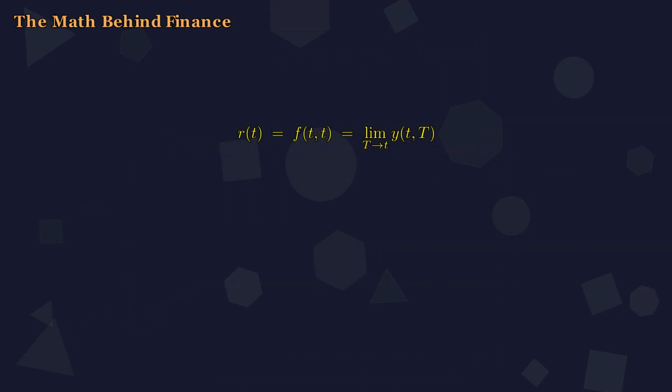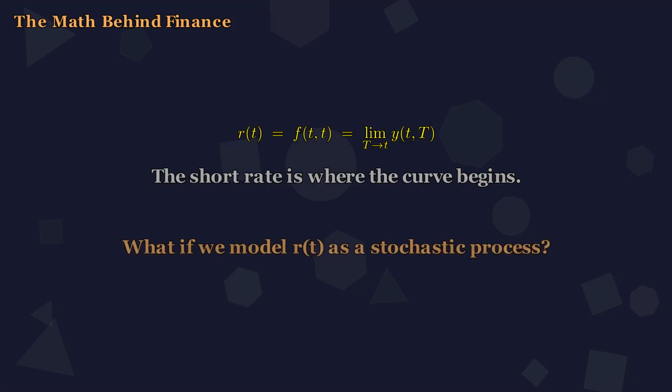There's one more key definition. The short rate, r(t), is the instantaneous rate at the very start of the curve, the limit of the yield as maturity approaches the current time. It is where the yield curve begins. And in the next section, we will ask a powerful question. What if, instead of observing this rate, we model it as a stochastic process? That is the Vasicek model.